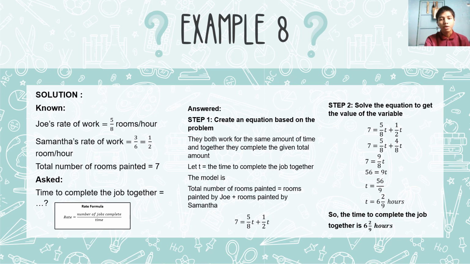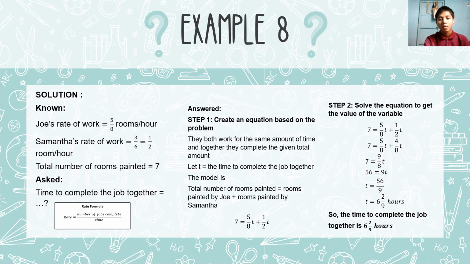Step 1. Create an equation based on the problem. They both work for the same amount of time and together they complete the given total amount. Let T equal the time to complete the job together. The model is: total number of rooms painted equals rooms painted by Joe plus rooms painted by Samantha. So 7 equals 5T plus 1/2 T.